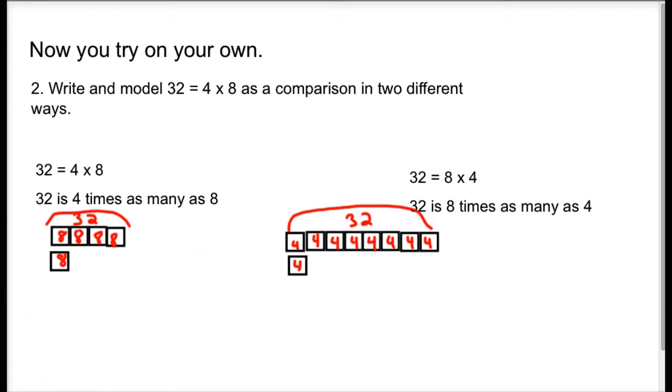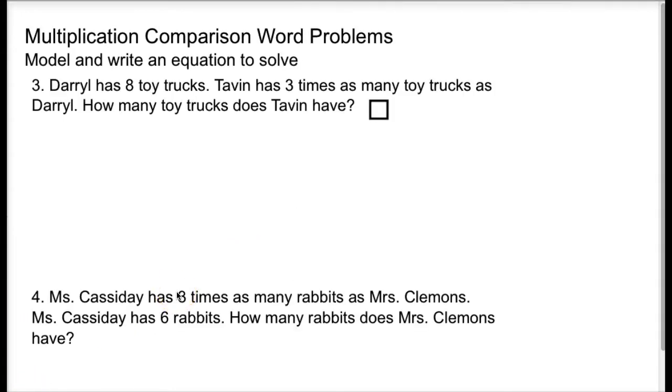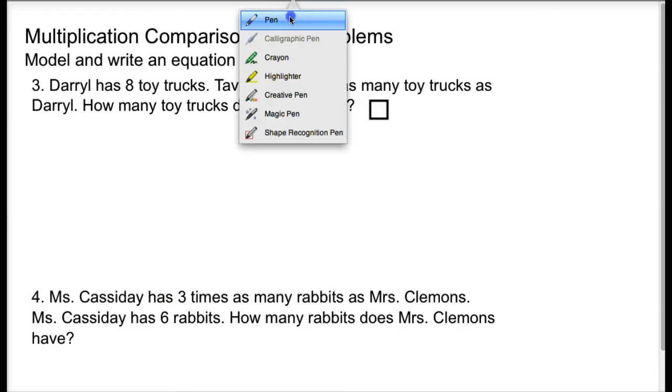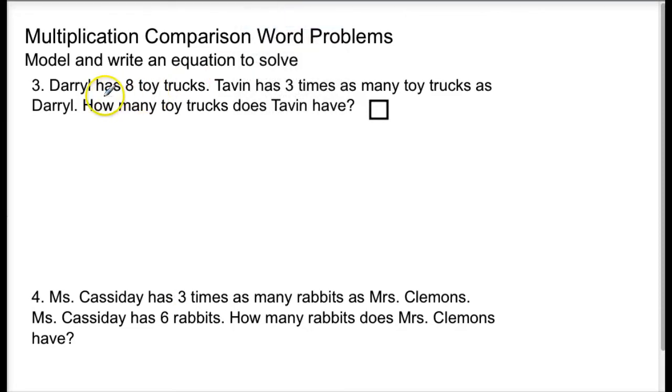Let's try some word problems. We are going to model and write an equation to solve these word problems. Daryl has 8 toy trucks. Taven has 3 times as many toy trucks as Daryl. How many toy trucks does Taven have? Within this problem, we can see how many trucks Daryl has. It tells us in the problem the number of trucks Daryl has.